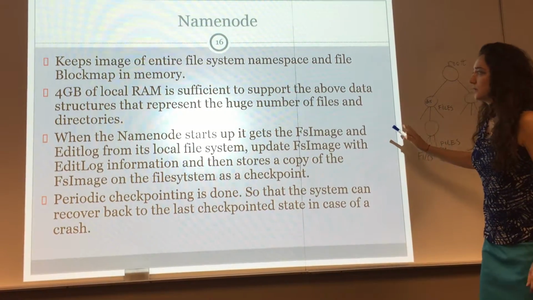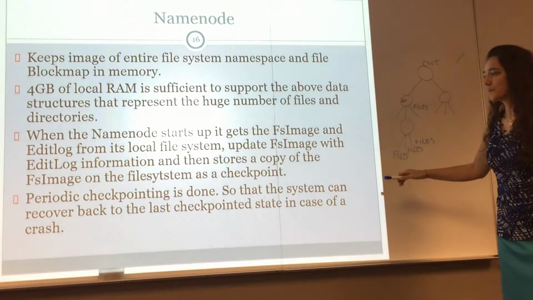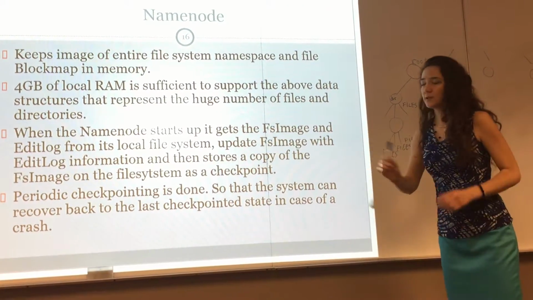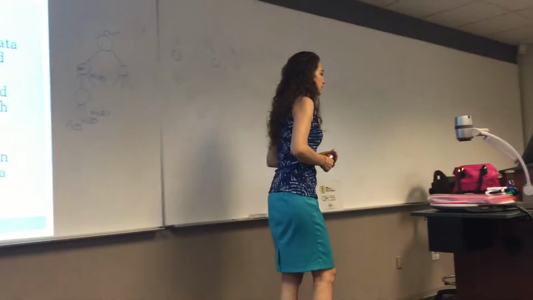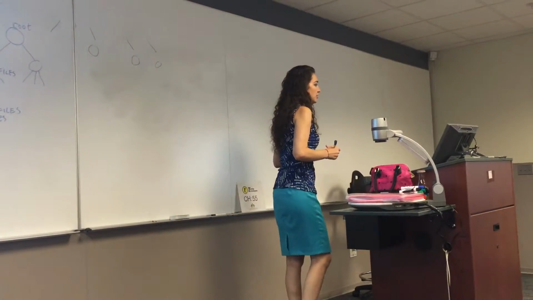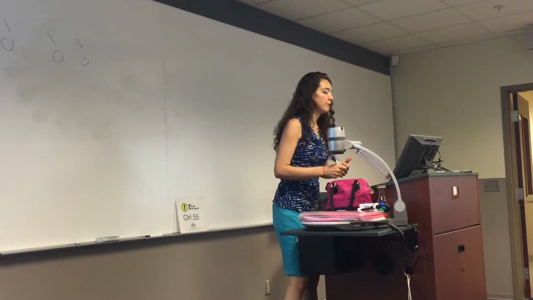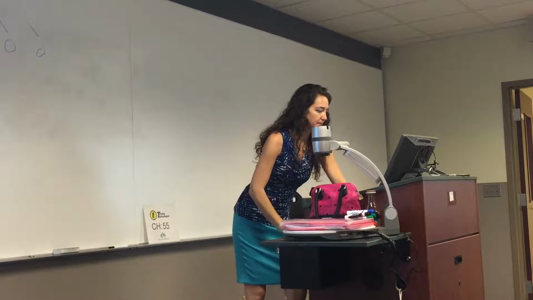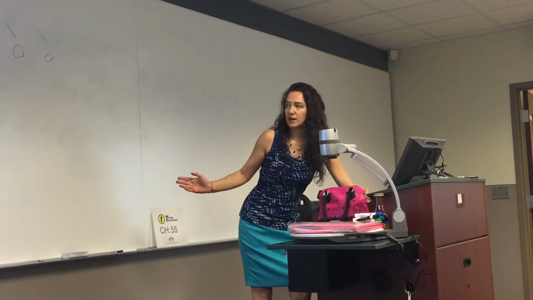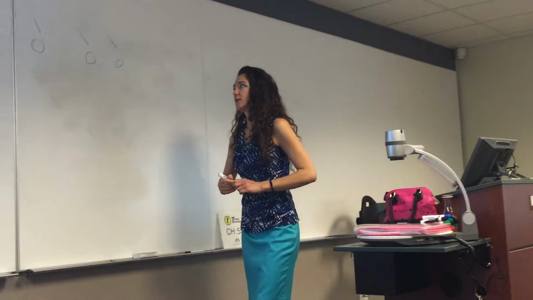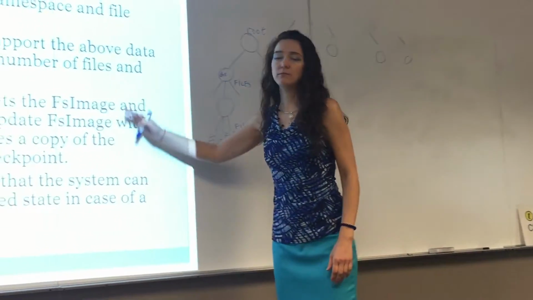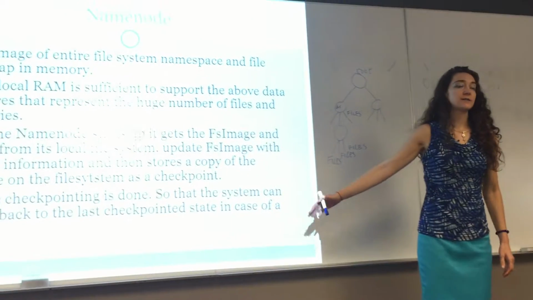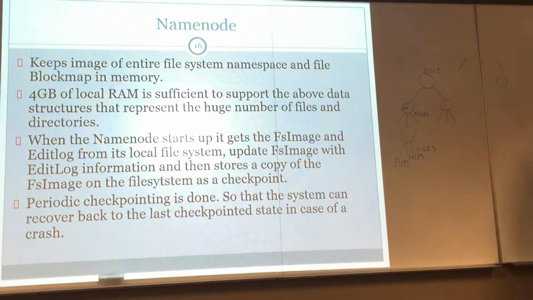So we mentioned that if this name node fails, we either keep a backup or we have one more node that can replace it. Because if this one fails, pretty much we lose the information for the entire file system for the entire cluster.